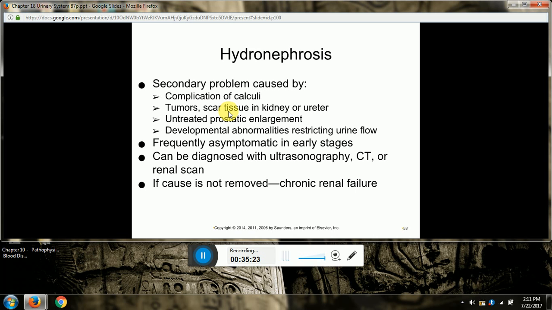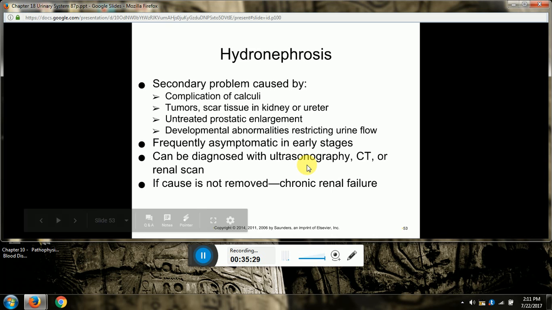In the early stages, it's asymptomatic. It can be diagnosed with an ultrasound, a CT, or a scan of the kidney. If the cause is not removed, it will eventually lead to chronic renal failure.